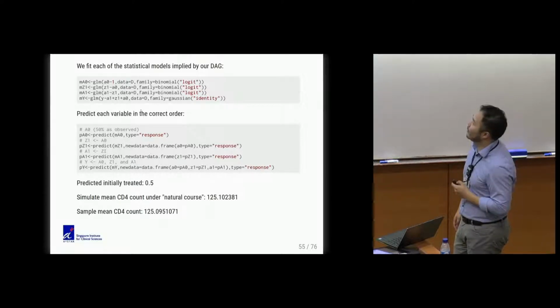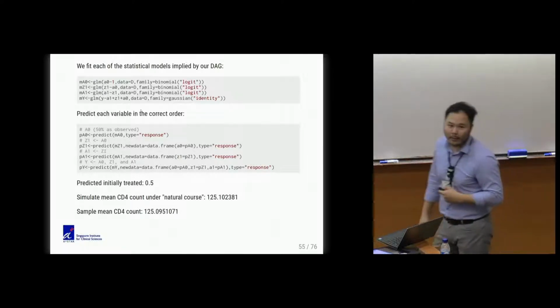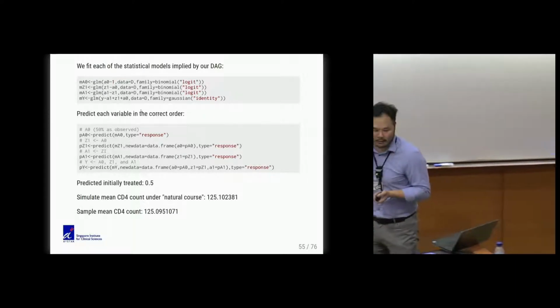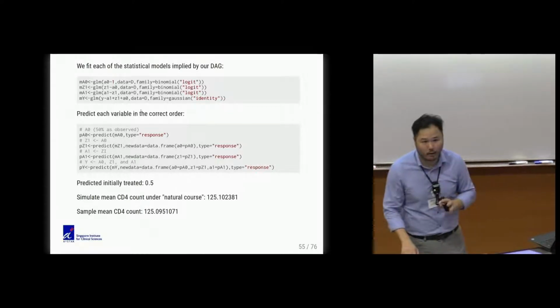Okay, we're in good shape. We observe 50%. This predicted value gives us 50%. So that just follows because that's how we modeled it. And then we simulate this mean following these steps, given this initial treatment probability. And we get 125.1, pretty close to the sample mean. So we did a good job fitting the data to the observed. Okay so far?